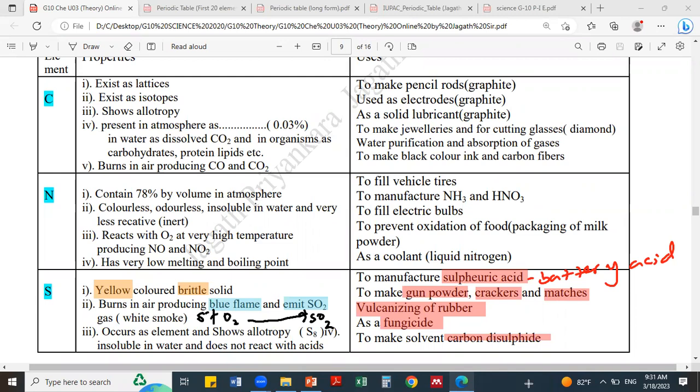They will never ask to write down the properties, but they can ask which of the following is incorrect about sulfur. They can give MCQs. Or a structured question: write down 1 use of sulfur, or write down the elements shown in allotropy. They can ask MCQs. Okay, now I will show you the sulfur PowerPoint.